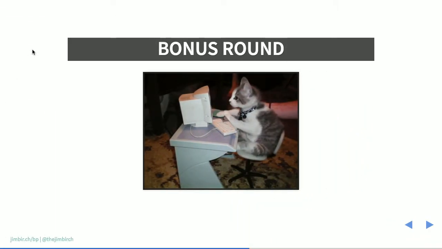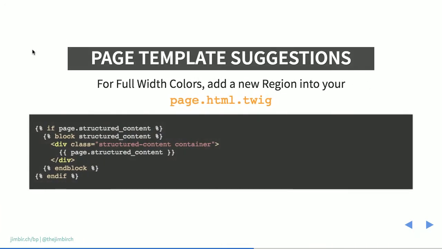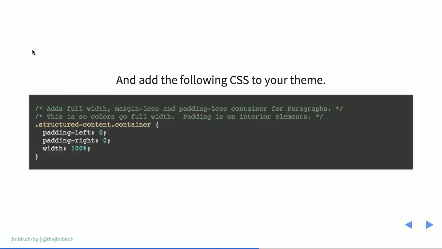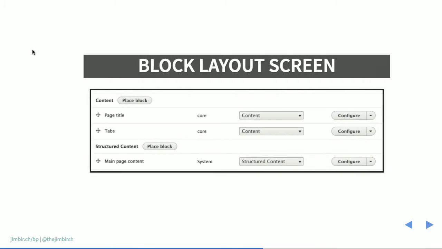So it really gets into the power of libraries. Oh, and then, so I mentioned at the beginning, we don't have the container. I usually add another region to my page template called structured content. And then put a div around it, with a structured content class, and take off the padding left and the padding right, and width 100%, and then those background colors go all the way to the edge of the screen. The padding is on the columns that's on the inside.